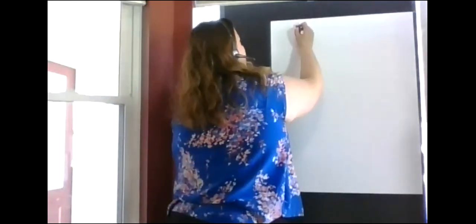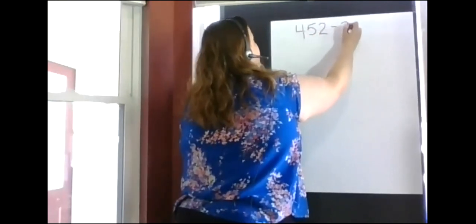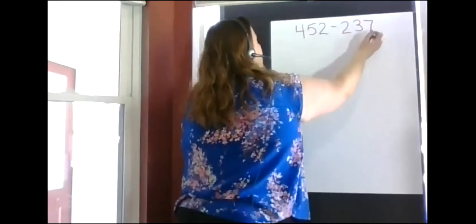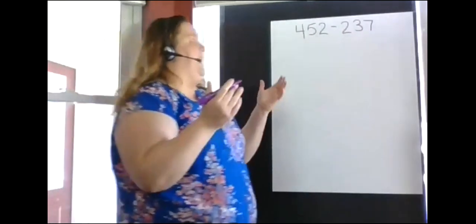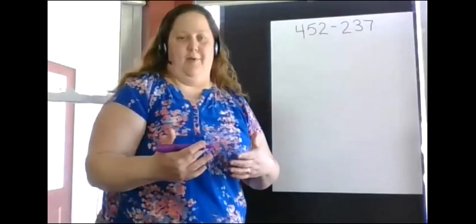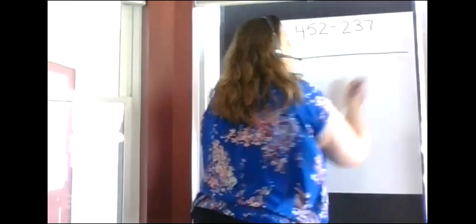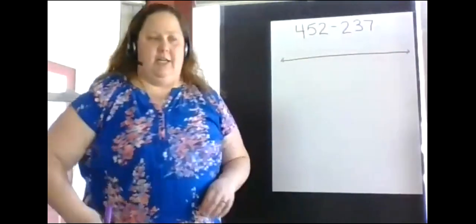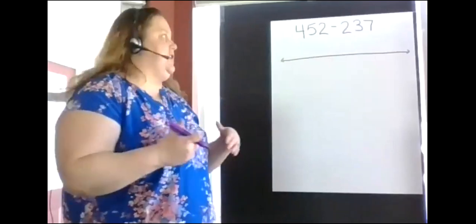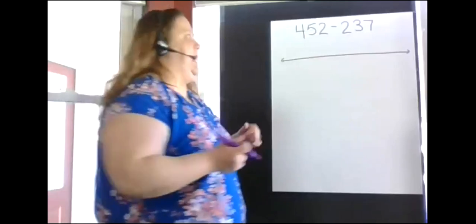So let's model 452 minus 237. And so remember, we're talking about that distance. If we're talking about a number line, we're talking about that distance. My open number line is a number line that doesn't necessarily start at 0. I'm going to determine where it starts. I get to put the numbers in, and it's not going to be necessarily to scale.